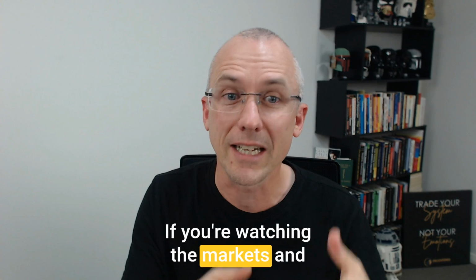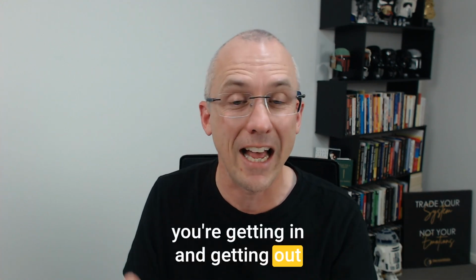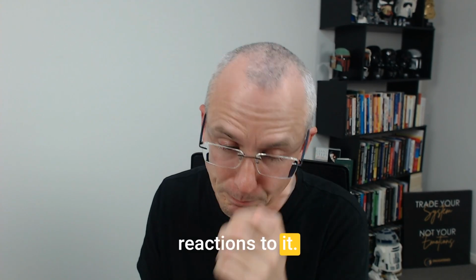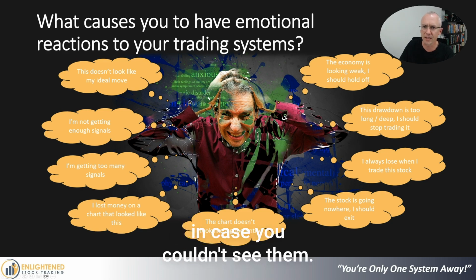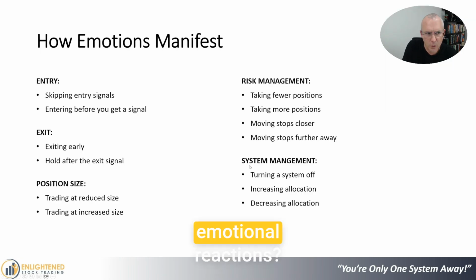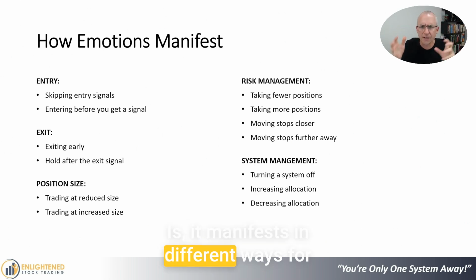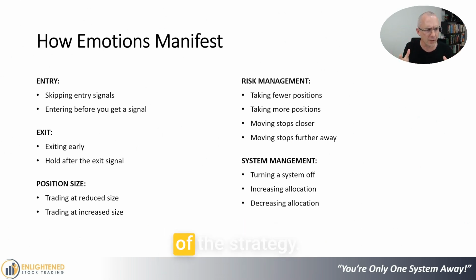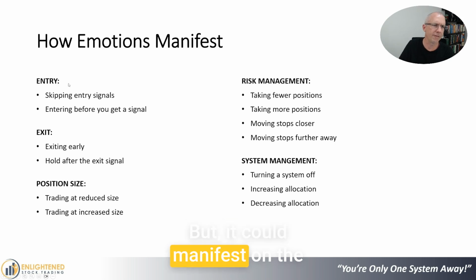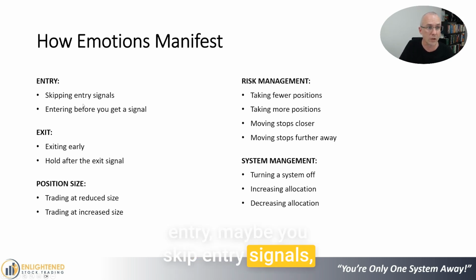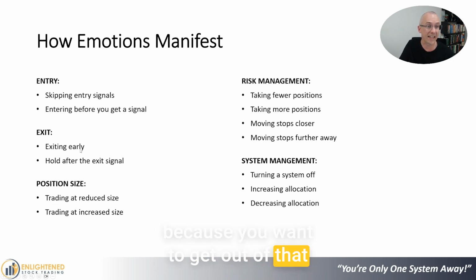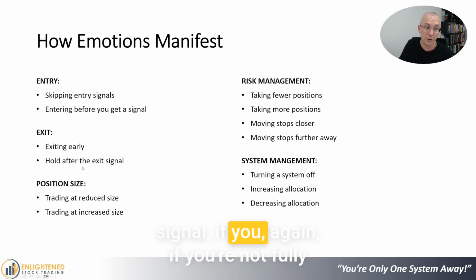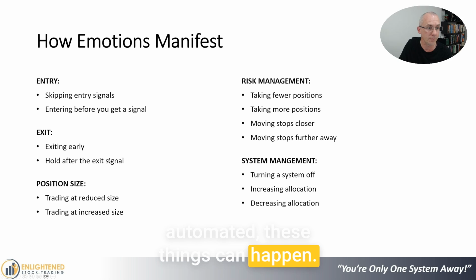If you're watching the markets and looking at what trades you're getting in and out of, you're going to have emotional reactions to it. And what happens when we have emotional reactions? So here's all of those things in case you couldn't see them. It manifests in different ways for different traders in different parts of the strategy. But it could manifest on the entry. Maybe you skip entry signals, or maybe you enter before you get a signal, or you get a signal and you enter a little bit late. On the exit, maybe you exit early because you want to get out of that trade, or maybe you hold after the exit signal. If you're not fully automated, these things can happen.